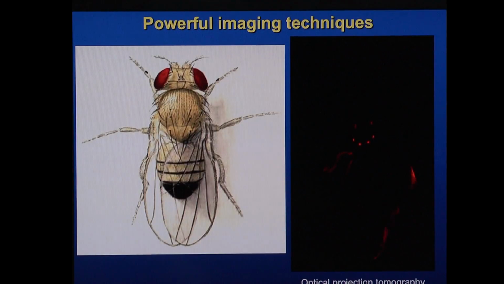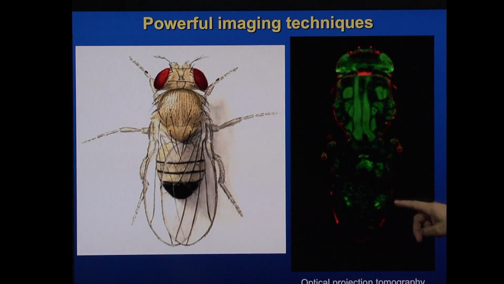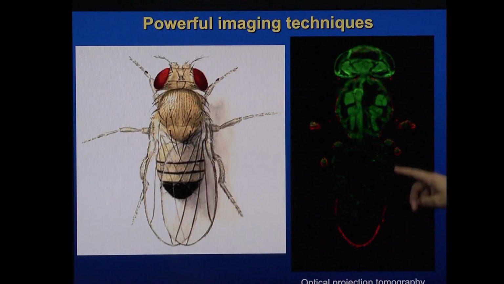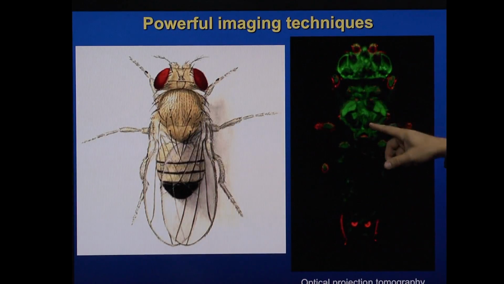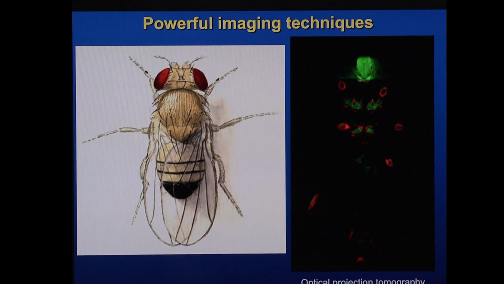This is a movie where you are going from top to bottom, and you see the muscles right here, and many other structures. This is the brain, and so on. This is pretty nice, because whenever we are studying a problem or a disease, we can just do this kind of imaging and see what's going on inside the flies.